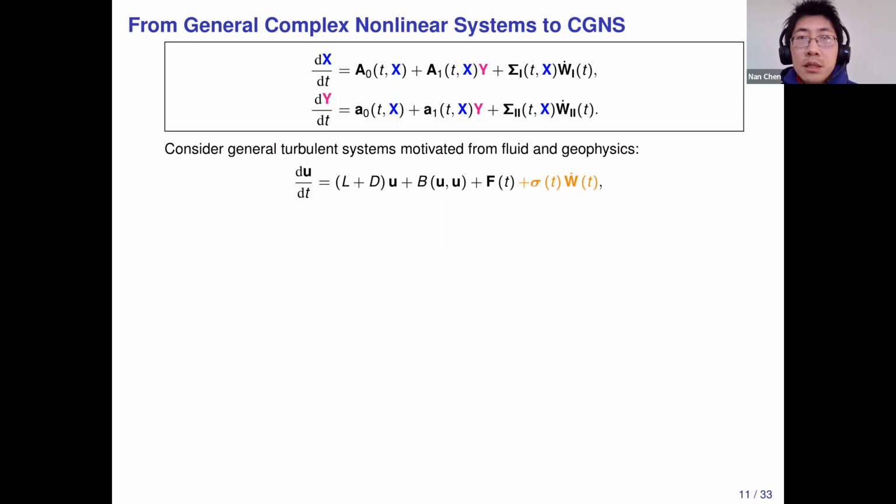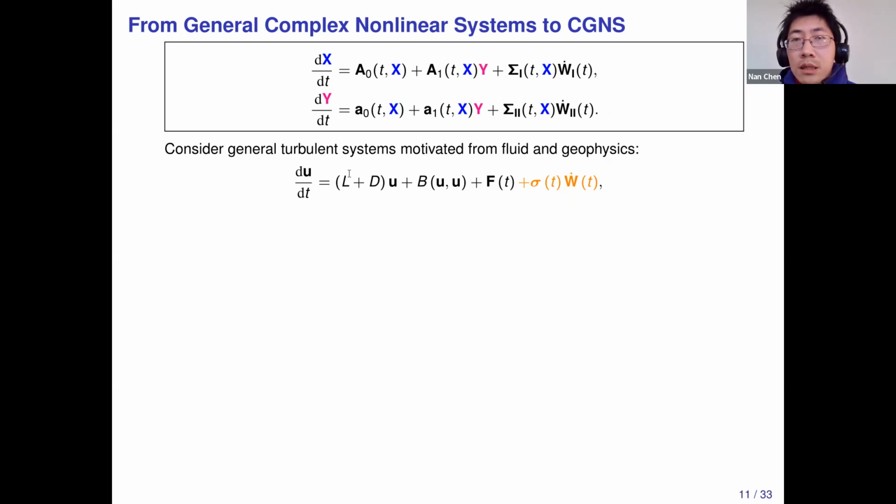So now you must ask me how we can start from a general nonlinear system and build a conditional Gaussian system. I want to briefly mention one very simple idea here. I want to start from the general turbulence systems motivated from fluids and geophysics, and it has such a profile. U is our state variable.